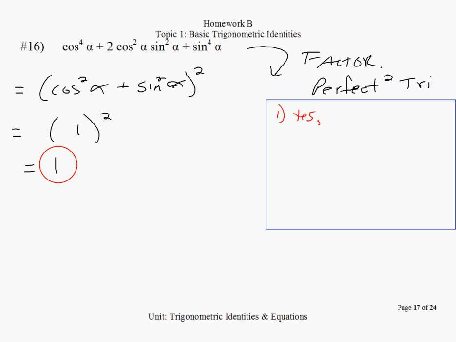Here's how you do perfect square trinomial. Is the first term a perfect square? Is cosine to the fourth a perfect square? Yes, it is. What's its square root? Cosine squared. Second question, is the last term sine to the fourth a perfect square? Yes, it is. Square root, sine squared. Third question, if you take those two answers you got from 1 and 2 and double it, does it give you the same thing as the middle term? Yes, it does. Therefore, this is a perfect square trinomial, and it factors just what you see up here.